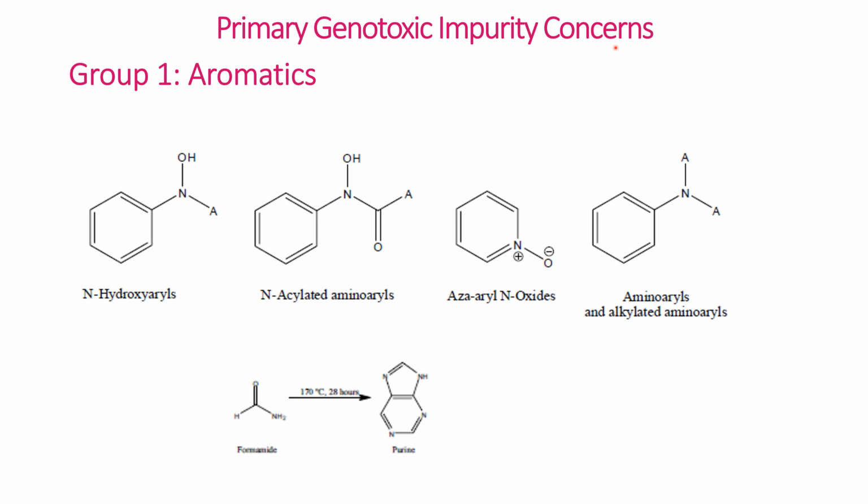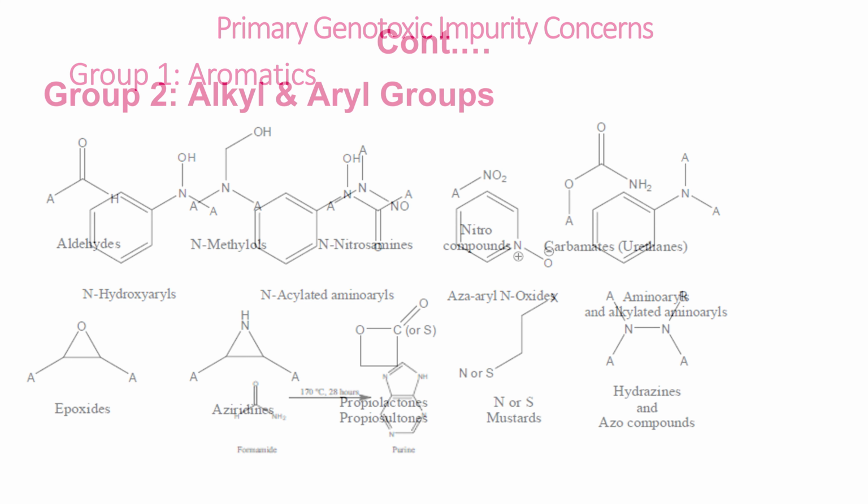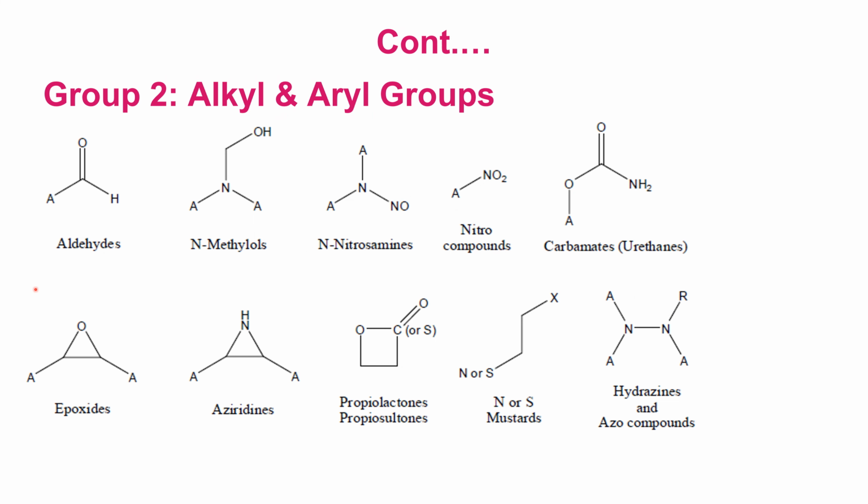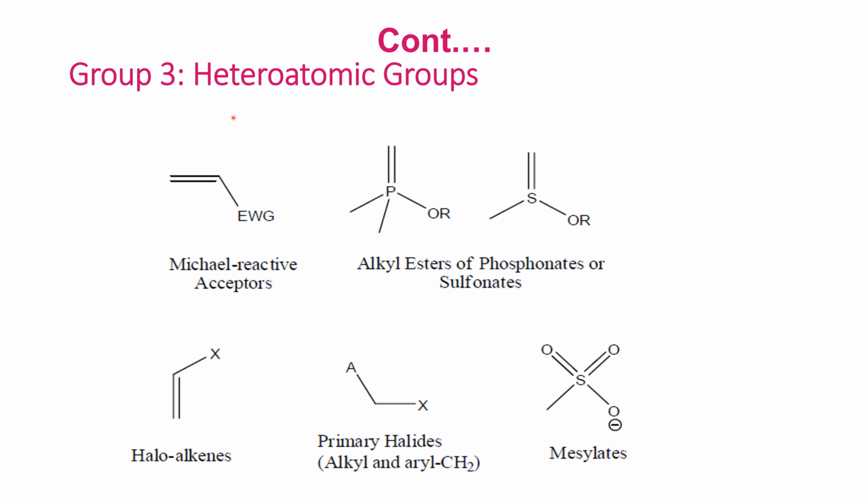Primary genotoxic impurity concerns. Aromatics. These aromatic compounds are genotoxic in nature. Alkyl and aryl groups, these heteroaromatic groups come under potential genotoxic impurities (PGIs).